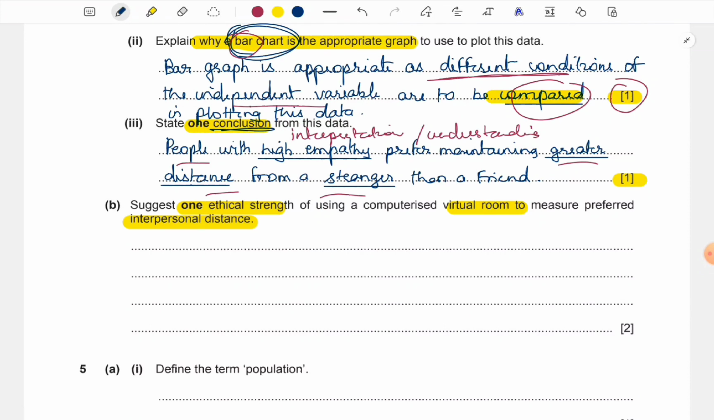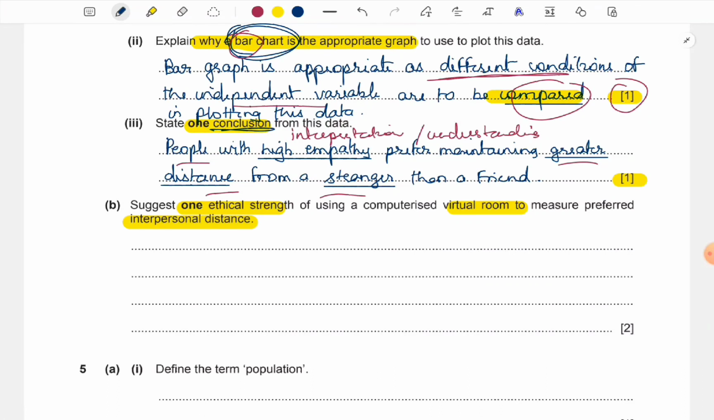Okay, so now coming to one strength, what if they would have used a real room? Like I said, that's what you have to think about. Some people would have become hesitant in front of others. Like imagine if you were in the study and you had to sit in an actual room, and then you had a stranger or friend or somebody coming near you, and then you had to tell the experimenter when to stop this person.